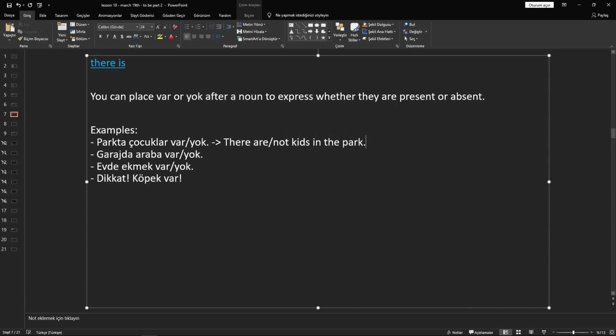At the park, I guess. In, on, at is very confusing for Turkish speakers because we only have one single ending for them. It's one of the most common mistakes. So there are kids or there are not kids at the park is how you can say this. Parkta çocuklar var, parkta çocuklar yok.